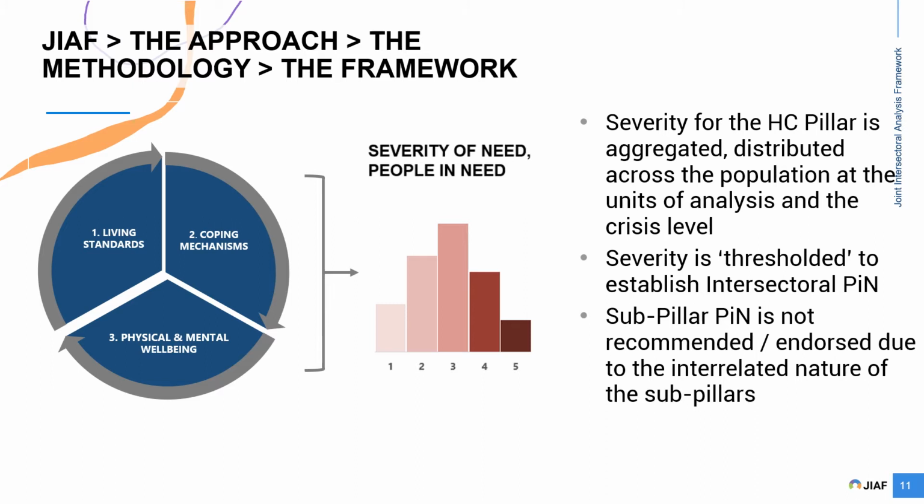Depending on the scope decided by the JIAF team, the analysis can be done at different levels and distributed across the population at units of analysis decided by the team and the crisis level. It is also possible to do it per population group if it has been discussed and if, of course, the data is available.